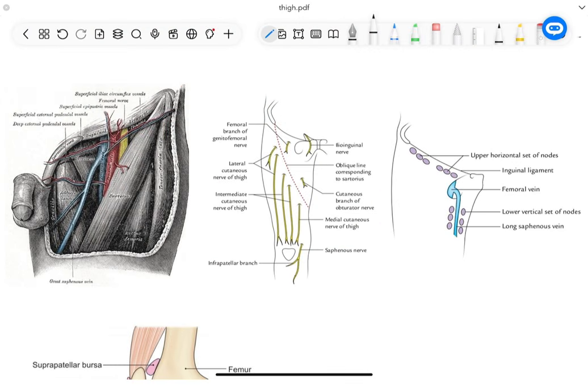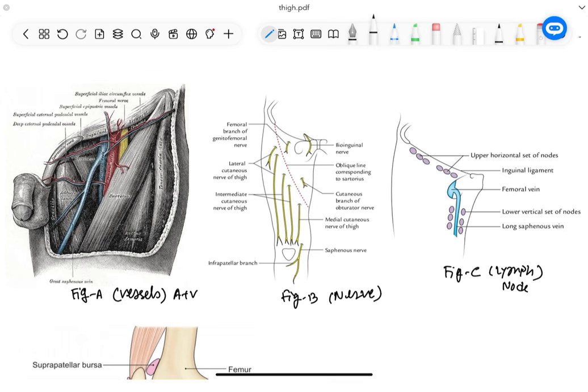Now on screen you can see multiple figures. Let's denote them one by one. Figure A is showing vessels. That means here will be artery plus vein, superficial fascia content. Then figure B is showing cutaneous nerve, superficial fascia containing nerve. And figure C is showing lymph node, superficial fascia containing lymph node. So let's describe one by one.